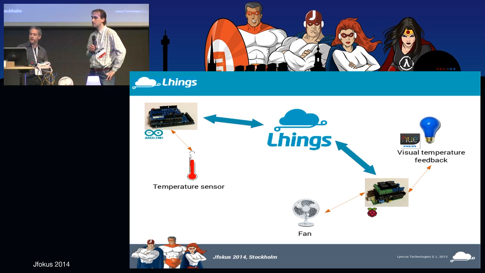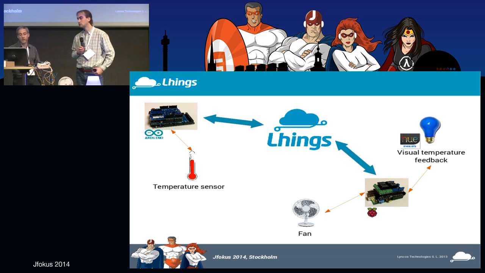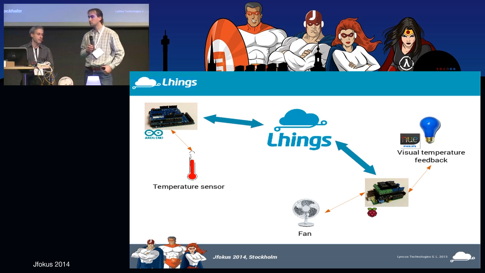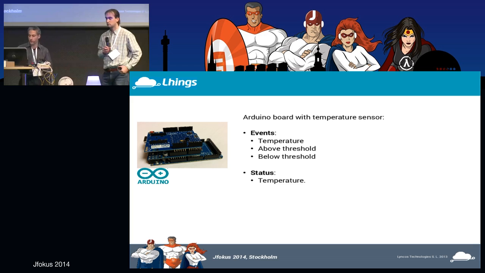And well, then we have here the Raspberry Pi that is going to command the color of the Hue bulb, and also will turn on and off the fan. And the idea is that the Arduino will send the temperature reading through Lhings, and Lhings to the Raspberry Pi, in order that the Raspberry Pi can set the color of the bulb.